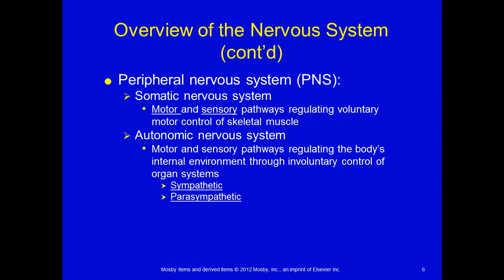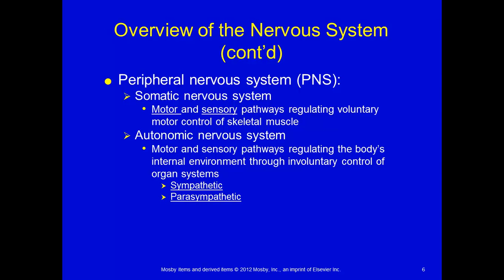When you hear autonomic nervous system, remember the autonomic nervous system, again, has motor and sensory pathways regulating the body's internal environment through involuntary control of organ systems, right? So when we think autonomic nervous system, think involuntary. So this is not our brain telling our bicep to contract anymore. This is telling our pancreas to secrete amylase, right? So it's not a voluntary process. That is autonomic control throughout the nervous system. Does that make sense? Do you see the difference there?